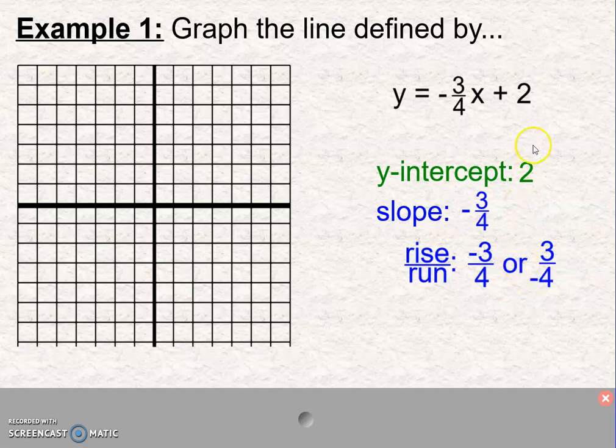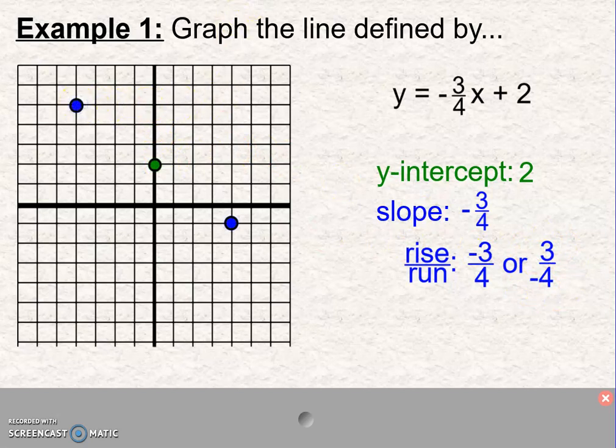And if you're graphing this line, you start at the y-intercept of 2 and you make a point, and then you use this idea of slope. Either the rise is down 3 and the run is to the right 4, or if you use this slope, the rise is up 3 and the run is left 4.